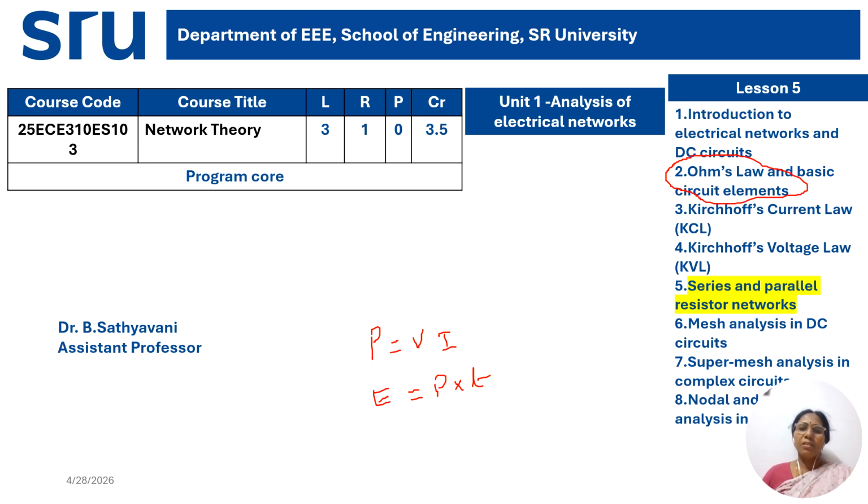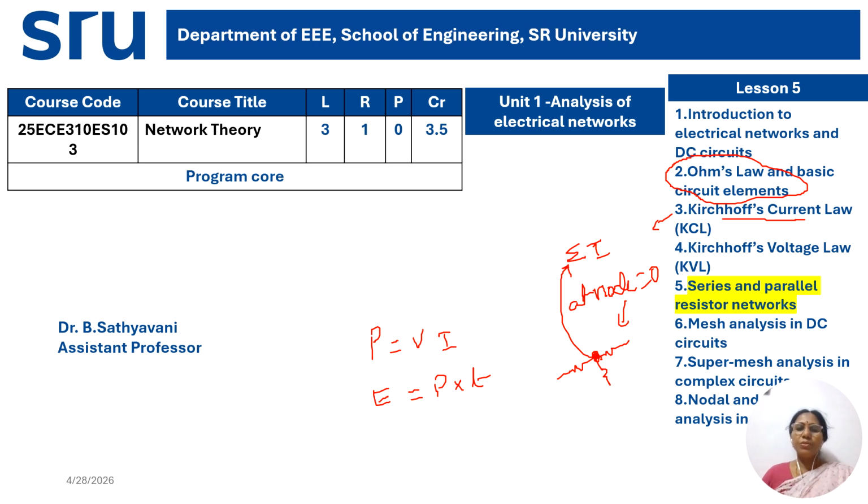Then in lecture number 3, we discussed Kirchhoff's current law. According to Kirchhoff's current law, the algebraic sum of current at a node equals 0. What is meant by node? A node is a junction or point at which two or more elements are connected together. So here this is a junction or node, and here we have to apply Kirchhoff's current law. Even we solved a few problems in lecture number 3.